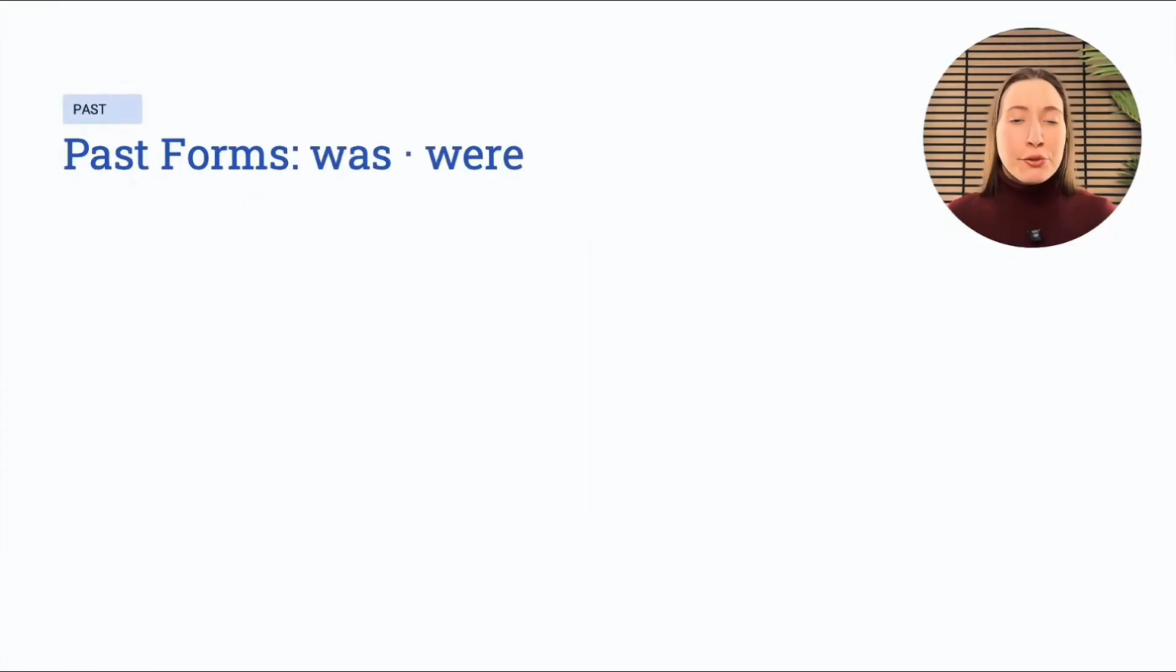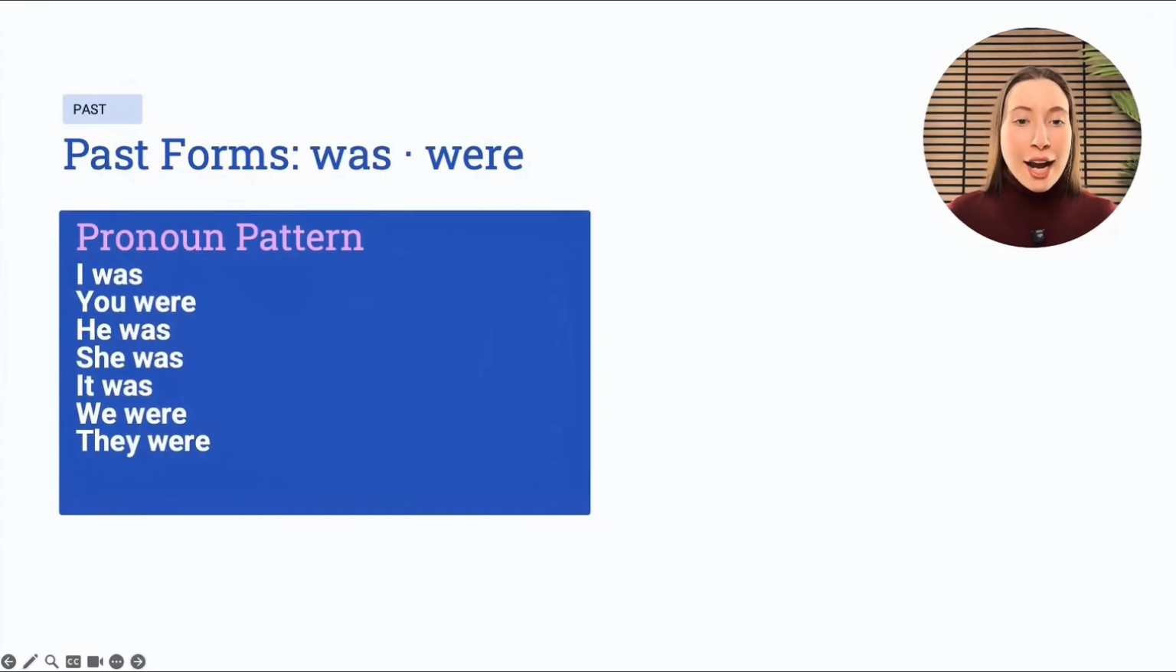In the past, the verb to be has a similar meaning to its present forms. It still describes people or things, but now we're talking about the past. It only has two forms here, was and were. The pattern with pronouns is a little different from the present. I was, he was, she was, it was, you were, we were, they were.